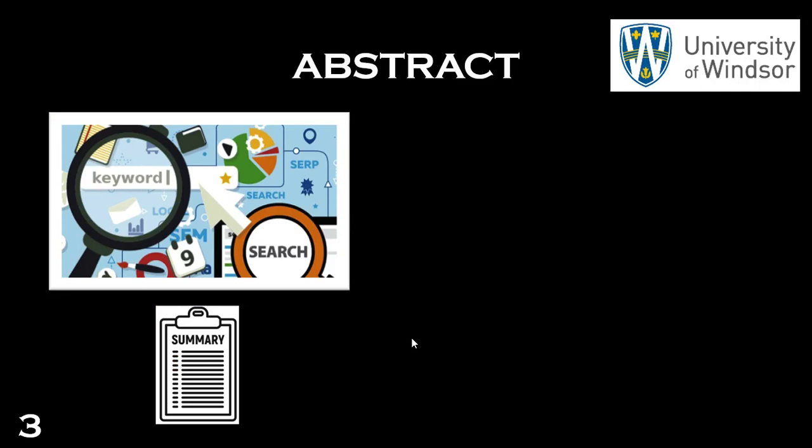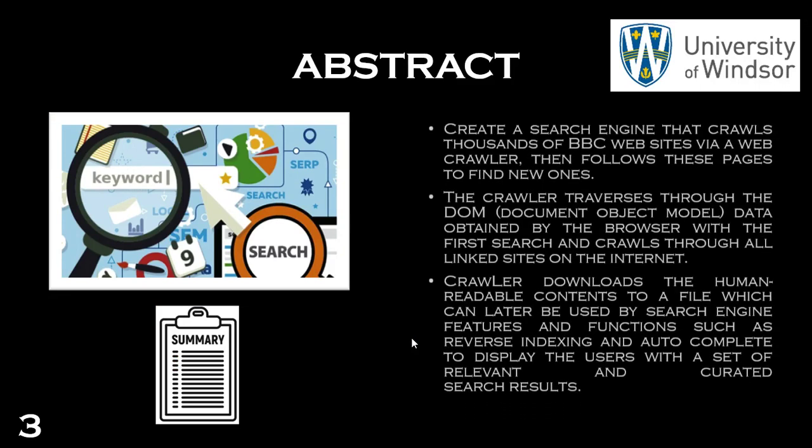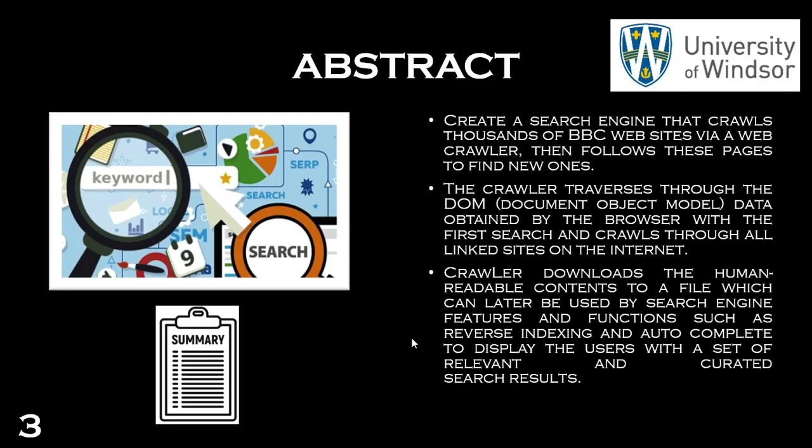So first, what's our abstract, or what's our main aim of the project? First, we create a search engine that crawls thousands of BBC websites via a web crawler and then follows these pages to find new ones. Actually, it can be any site. For instance, it may be w3.org, it may be tutorials.com, so irrespective of the site that we follow, the principle is the same everywhere and it's applied for each and every concept.